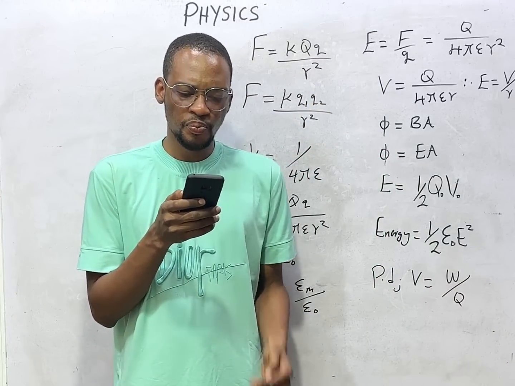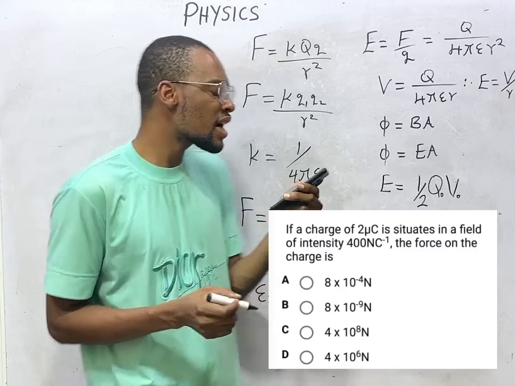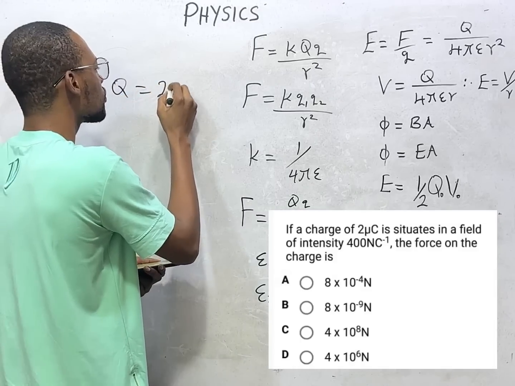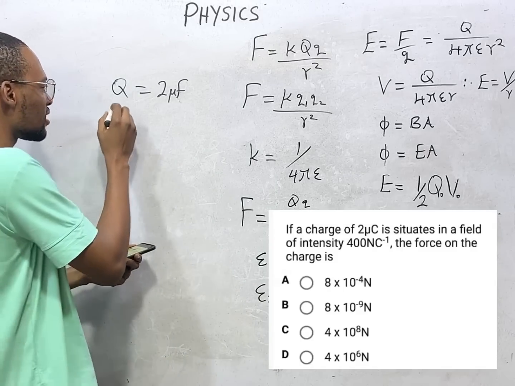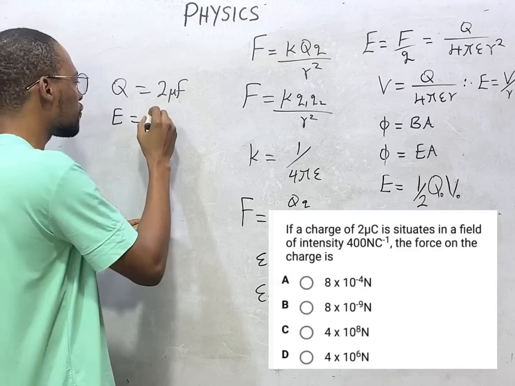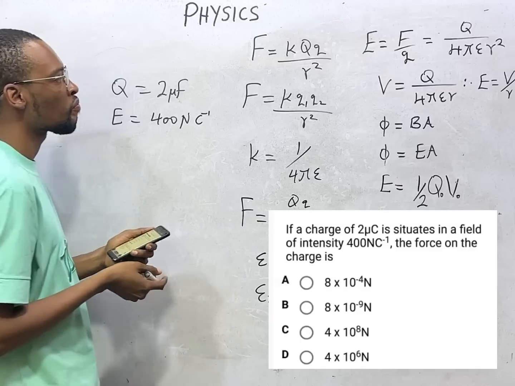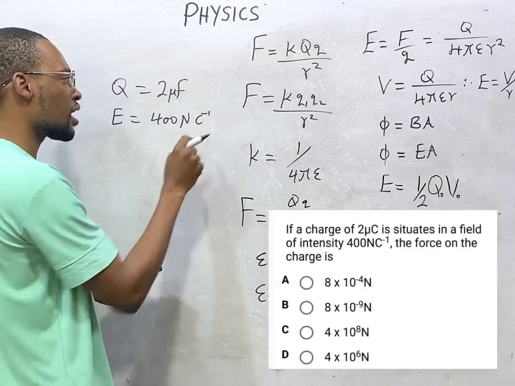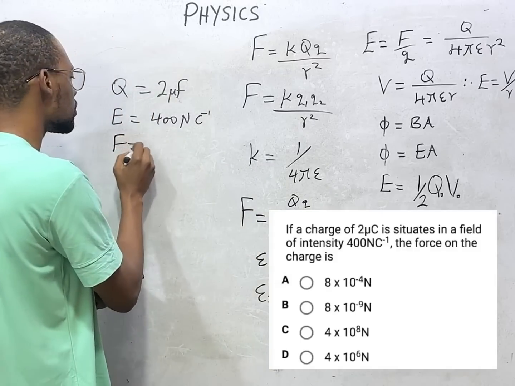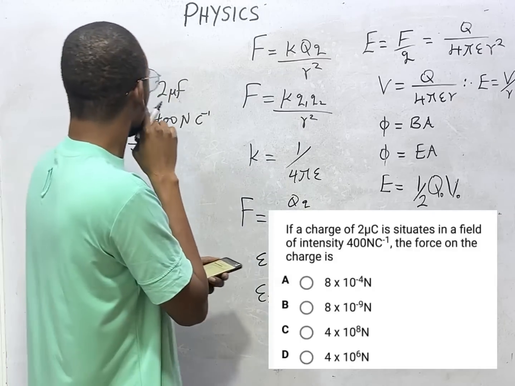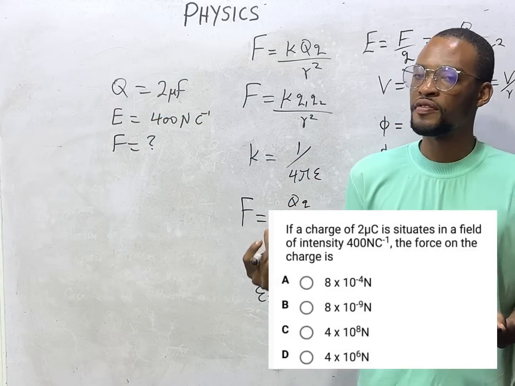And this question says, if a charge of 2 microcoulomb, charge is Q, is situated in a field of intensity, the electric field intensity is 400 Newton per coulomb, which means force over charge. The force on the charge, force is equals what? So we are given electric field intensity, we are given charge, and we are asked to look for force.